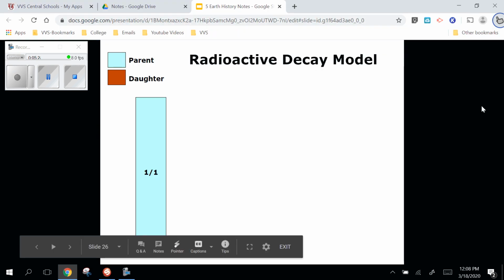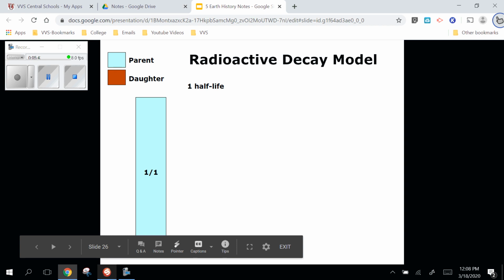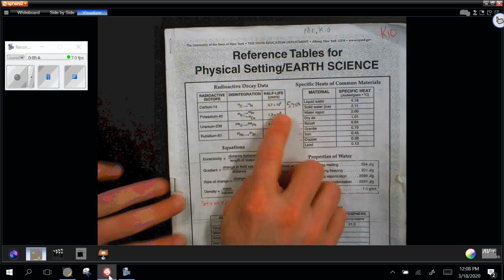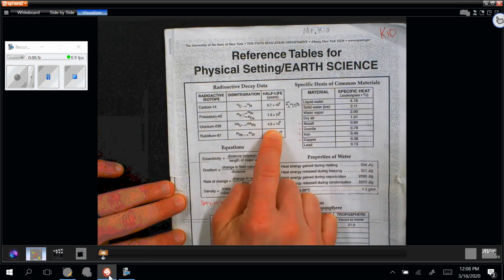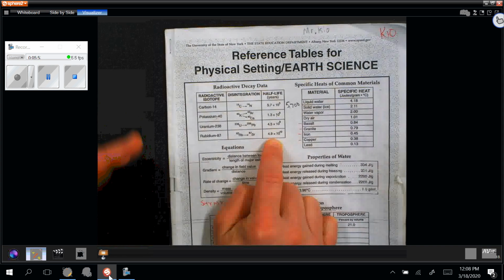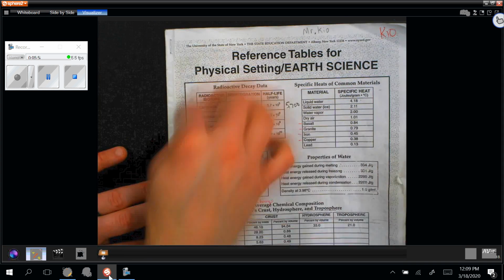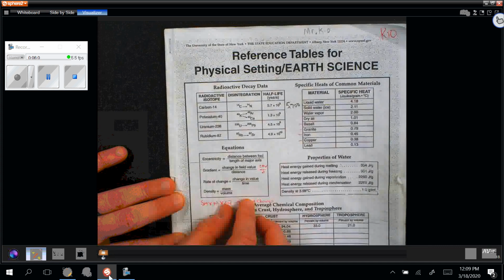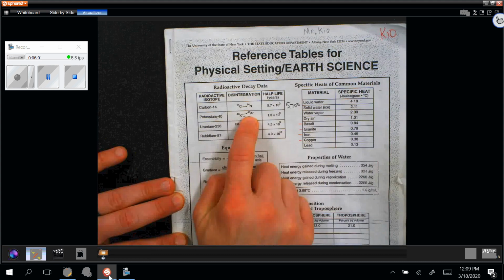Here's a little model to show what we've got. At the beginning, we have all parent material. After one half-life, and again, the half-lives are different. Carbon-14 is 5,700 years. Potassium-40 is 1.3 billion. Uranium-238 is 4.5 billion. And rubidium is 49 billion. So depending on what you're doing, you're going to use different things to date different things. There's lots of other ones too, but these are the four they put on the reference table, so these are the only four you have to be responsible for. Carbon-14 turns into nitrogen-14. Potassium-40 turns into either argon-40 or calcium-40.